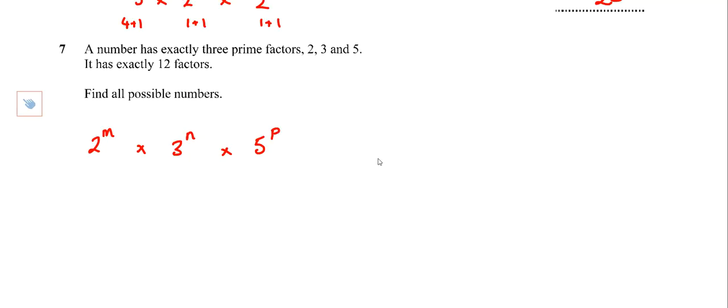How do I do it? Well, I know that m plus 1 times n plus 1 times p plus 1 has to equal 12. Now you might think, well, that looks overly complicated. We don't need to worry about that. We just need to find 3 numbers that multiply to make 12. So what numbers multiply to make 12? 6. So 2 and 6. 4 and 3. Okay. But we need to make 3 numbers out of that.